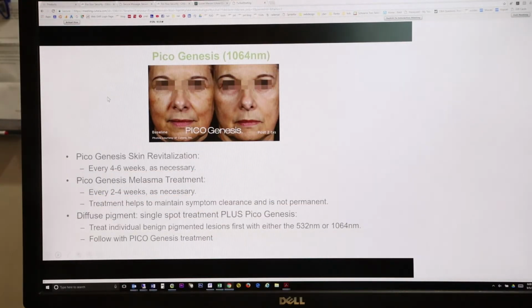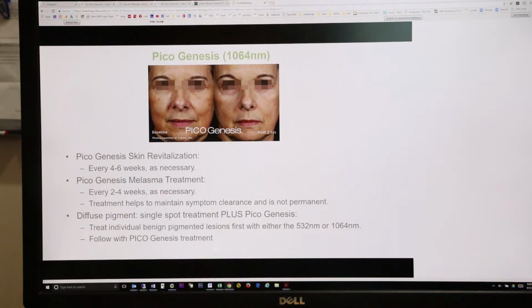Now we're going to talk about PicoGenesis. PicoGenesis is what we use for our skin revitalization protocol. We do it every 4 weeks, every month, for 6 months. So once a month for 6 months. Okay. And it is using the 1064. We do have settings in there for skin revitalization versus melasma.